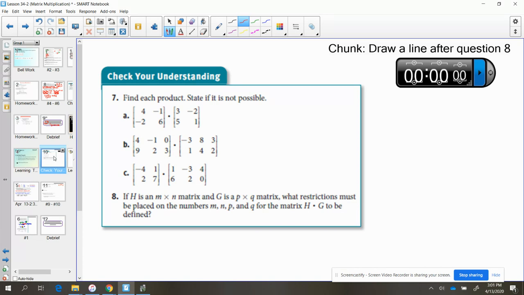And now I want you to look at the check your understanding section. Okay, we are going to find each matrix product. So before we start, which of these 3 is not going to be possible?